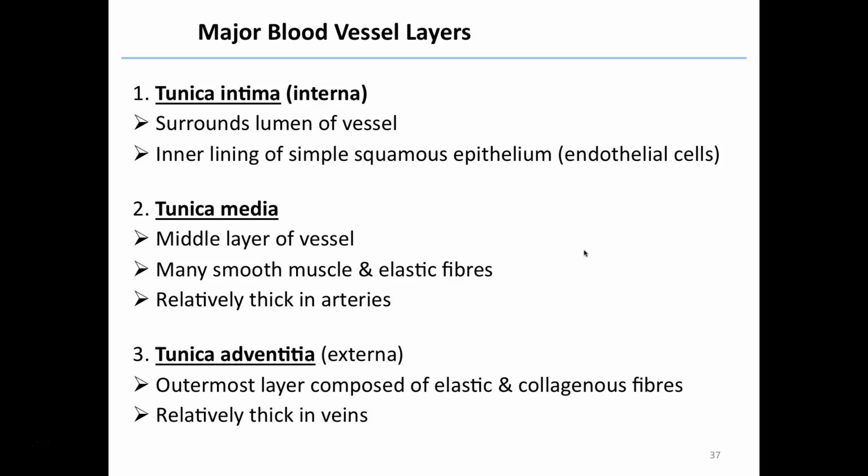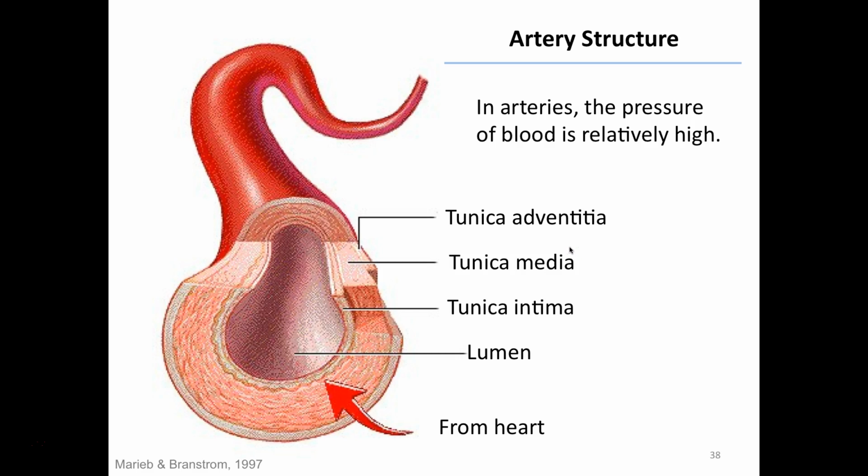The tunica adventitia is also called the tunica externa, and it's the outermost layer composed of elastic and collagenous fibers, and it's relatively thick in veins. So this is particularly looking at an artery now. So this is looking at those three layers, but their relative compositions to each other in a cross-section of an artery.